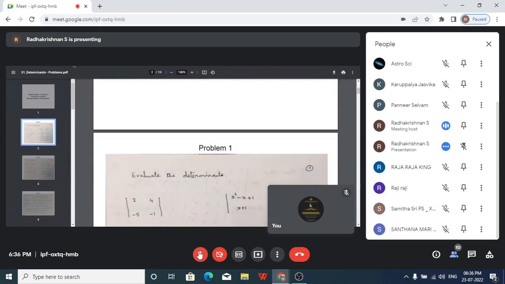Okay, so just to recap what we have learned. Can you try to solve these two simple problems, evaluating these determinants? Sir, first one ke 18, sir. 2 into minus 1, minus 5 into 4. Yeah, you're right. Correct. What about the second one?